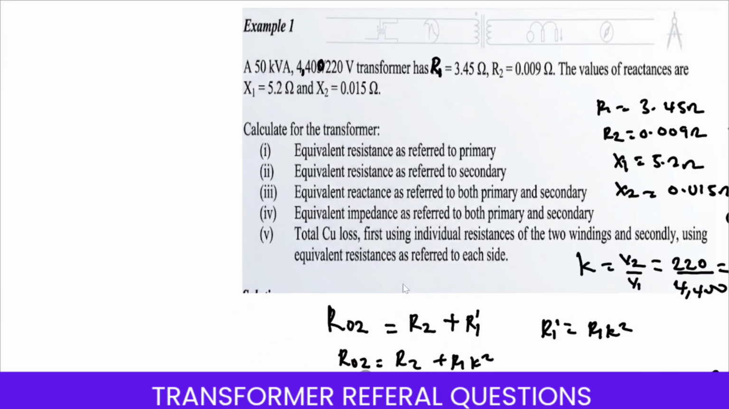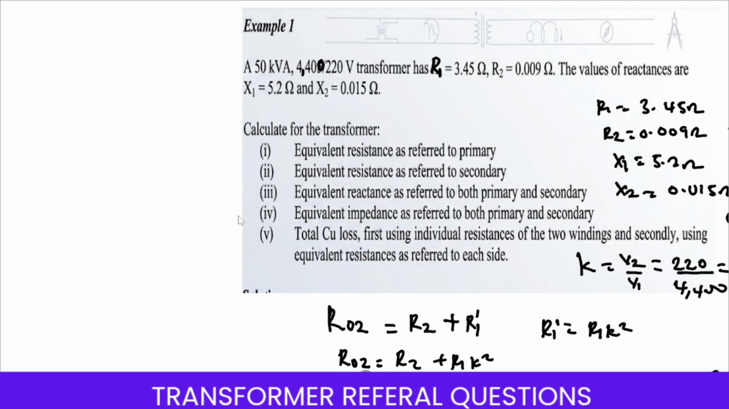Okay, I can have more space here. And the last question states that we find the total copper loss, first using the individual resistances of the two, and secondly using the equivalent resistances as referred to each side.